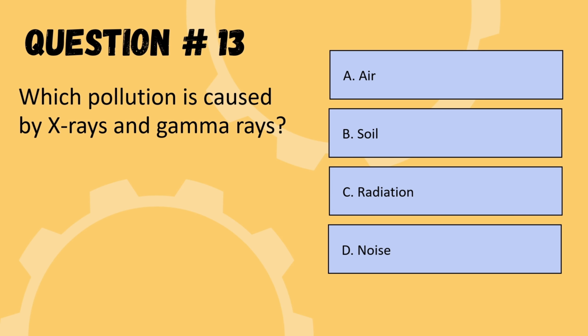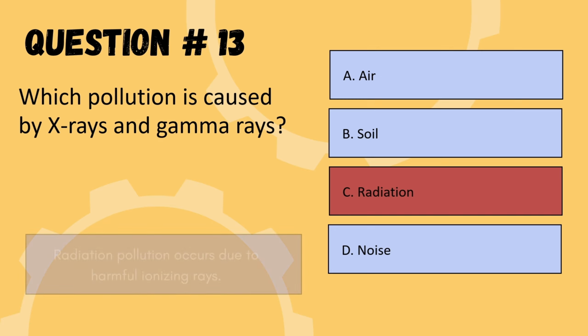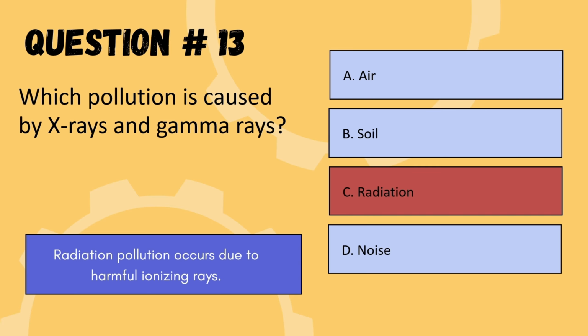Next question is, which pollution is caused by X-ray and gamma rays? Options are air, soil, radiation, and noise. So the correct option is option C, radiation. So we are moving to the next question.